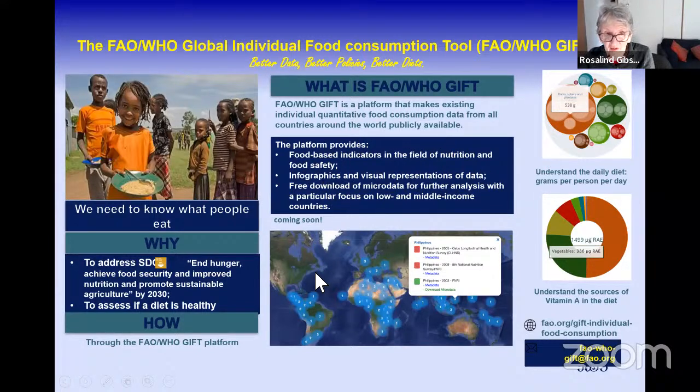There's a lot of other data that they also produce, but for the moment, I'm going to talk about these things which I think are most important. So once you have completed your national food consumption survey data, I urge you to consider subscribing to the FAO/WHO GIFT platform, and they will then calculate from your data some food-based indicators in the field of nutrition and food safety that will be useful for policies and programs in your country.